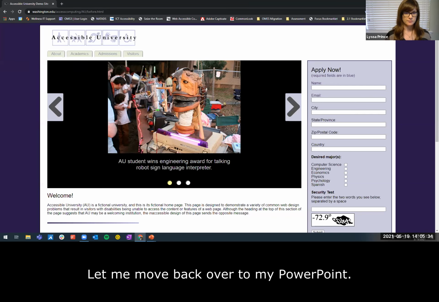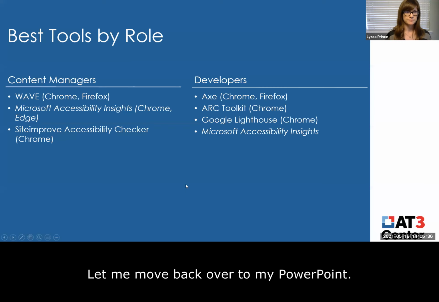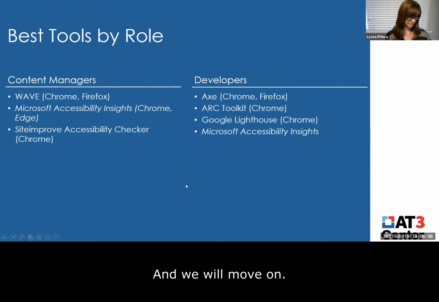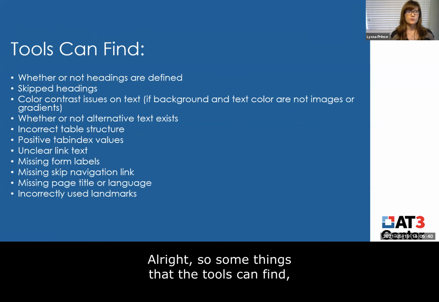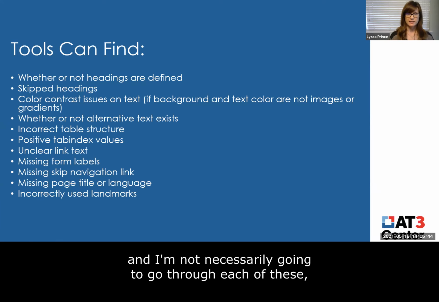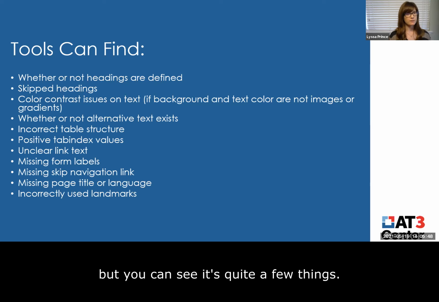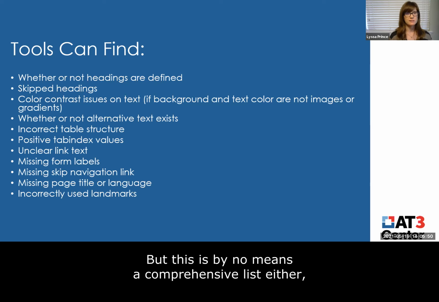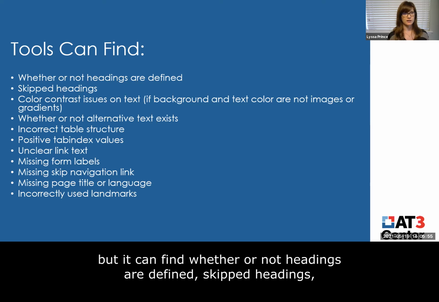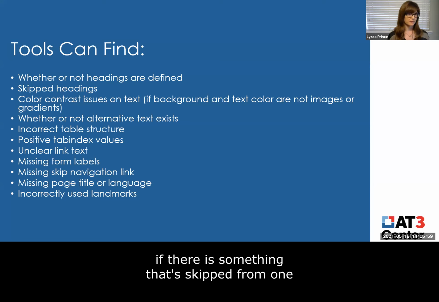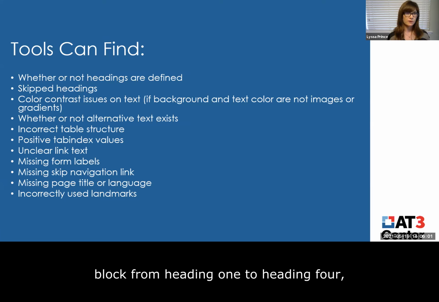Let me move back over to my PowerPoint, and we will move on. All right, so some things that the tools can find, and I'm not necessarily going to go through each of these. You can see it's quite a few things, and this is by no means a comprehensive list either. It can find whether or not headings are defined, and skipped headings, if something skips from maybe a heading 1 to a heading 4.